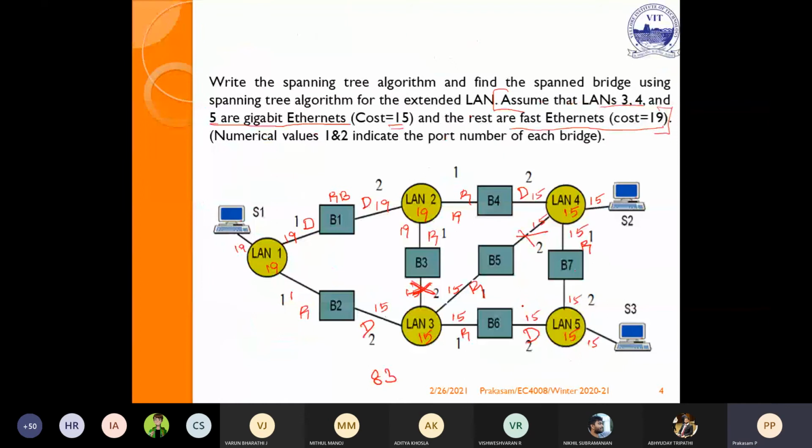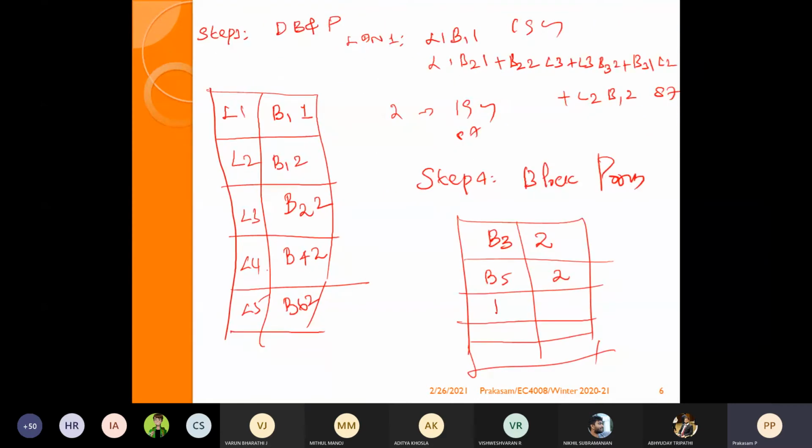Next, B6: port 1 is the root port, port 2 is the designated port. For B7, port 1 is the root port, port 2 is empty. So for B7, port 2 is a block port. Now, using spanning tree, we have computed the block ports. Any doubt here?